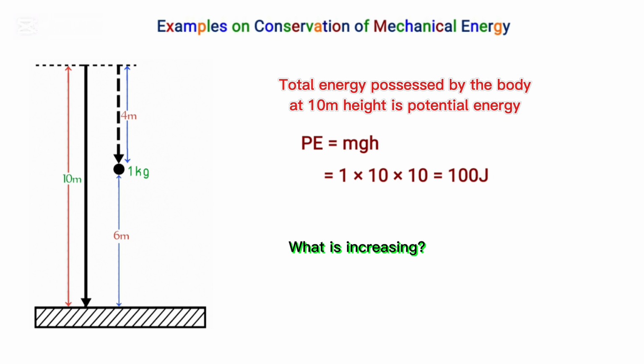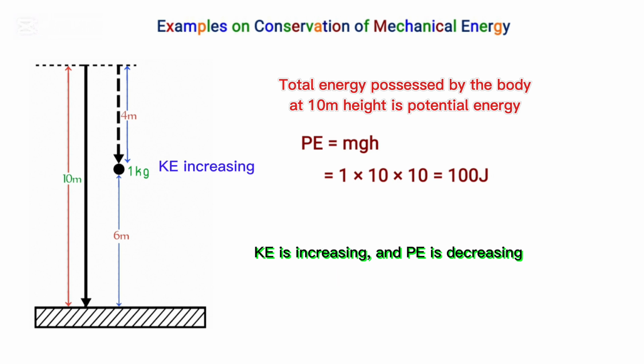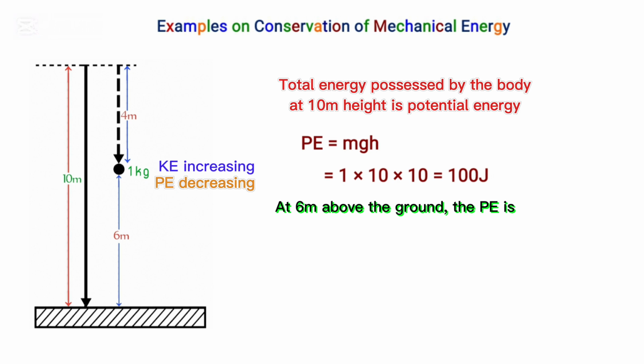What is increasing? What is decreasing? Kinetic energy is increasing and potential energy is decreasing. At 6 meters above the ground, the potential energy is mgh, which is equal to 1 times 10 times 6, which is equal to 60 joules.